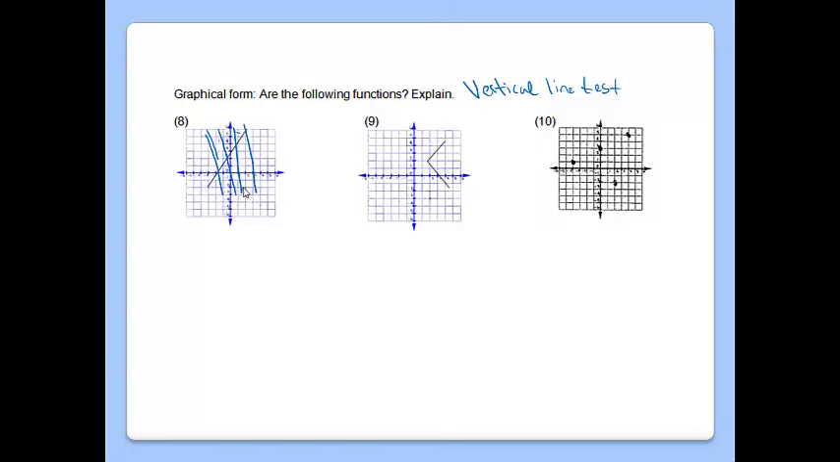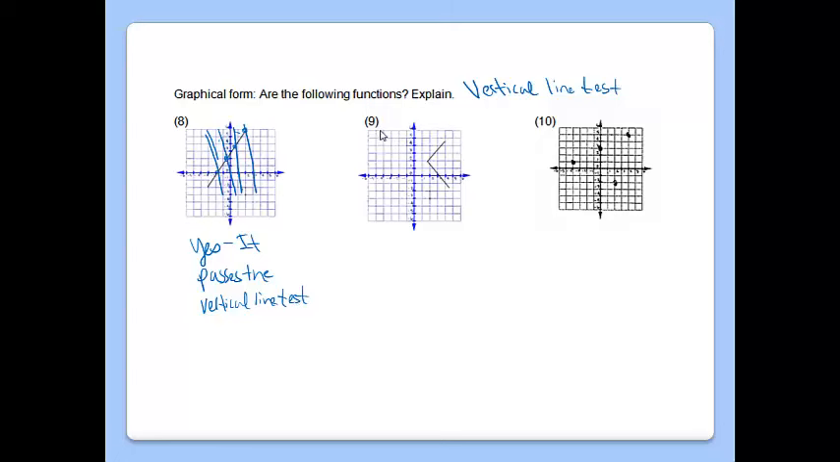And in order to pass the vertical line test, the vertical line can only pass through the relation one time. So notice this vertical line passes through the picture that was already there one time. This next line crosses through that picture one time. The next one crosses through one time. The next one crosses through one time. So this one is a yes, and the reason that it is a yes is because it passes the vertical line test.